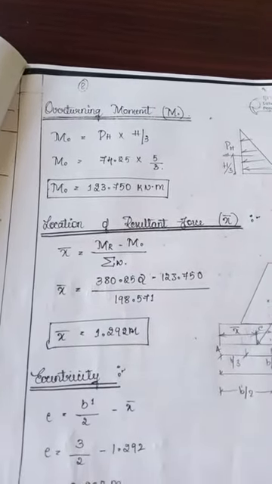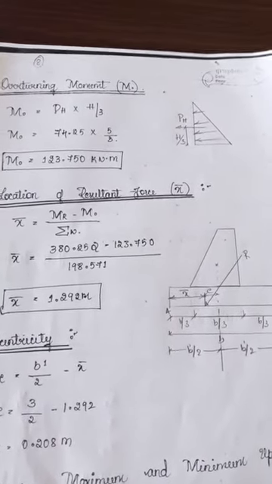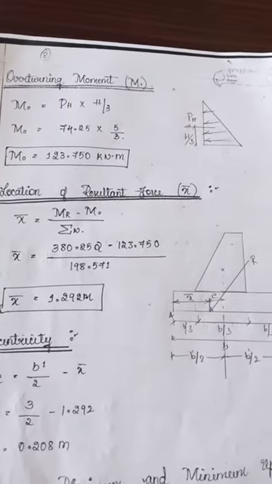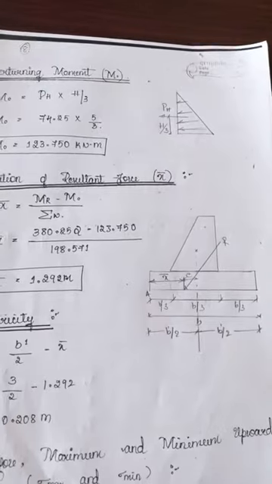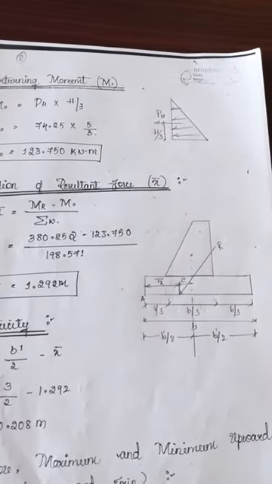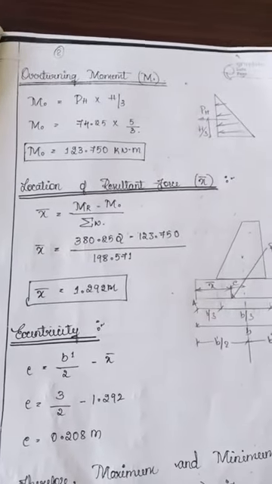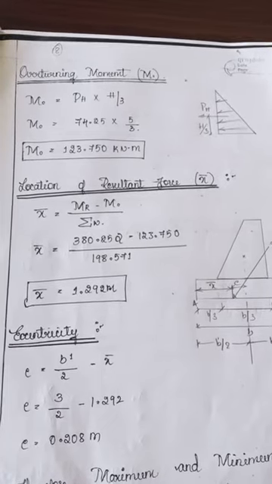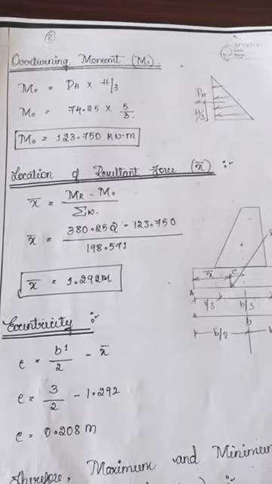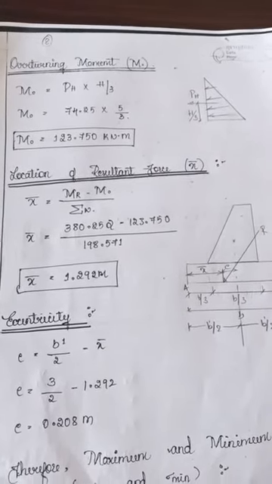After finding the overturning moment, now we find the location of the resultant force. Here the resultant force should be placed in the middle third of the base. X bar is the distance of the point of application of the resultant force from point A. To find X bar, we use the formula Mr minus M0 divided by summation W. Substituting the calculated values, we get X bar equal to 1.292 meter.